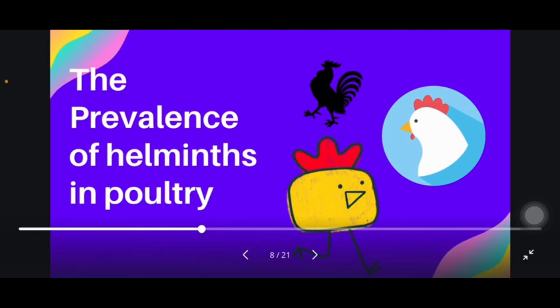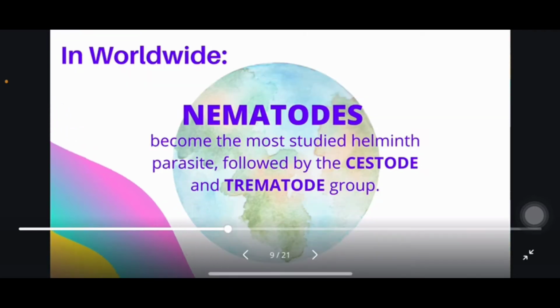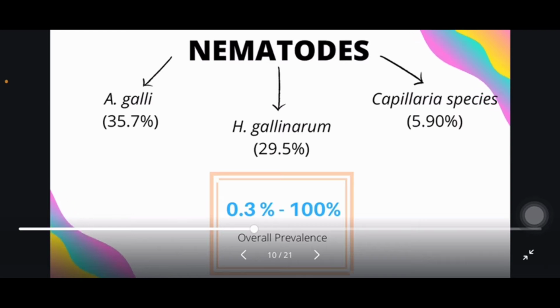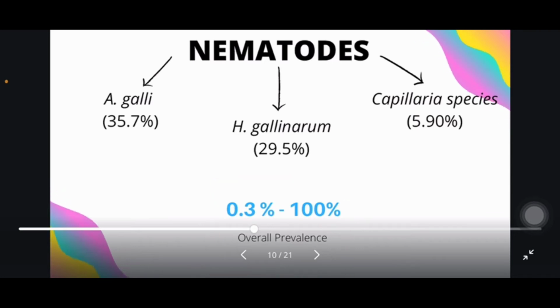Now I will talk about the prevalence of the helminths in poultry. Worldwide, nematodes are the most studied helminth parasites, contributing 90%, followed by cestodes and trematodes. As cestodes and trematodes require an intermediate host such as houseflies or beetles for their transmission, their overall lower prevalence may have been linked to less opportunity of transmission. The most commonly reported and prevalent nematode species were Ascaridia galli, which is the highest, followed by Heterakis gallinarum and Capillaria species, with overall prevalence ranging from 0.3 to 100%.